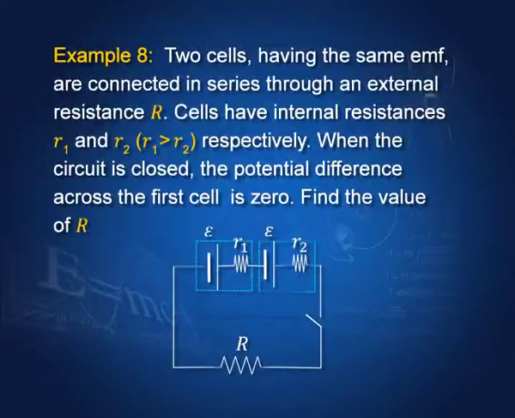Let us take an example to clarify these ideas. Here there are 2 cells, each has the same EMF, but resistances are different, r1 and r2, and r1 is greater than r2, and this is the external resistance. And what it says is, when the circuit is closed, the potential difference across the first cell is 0. Find the value of R.